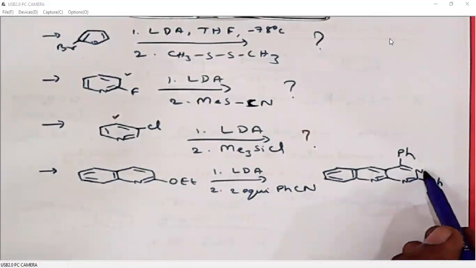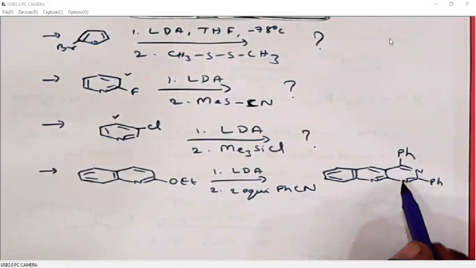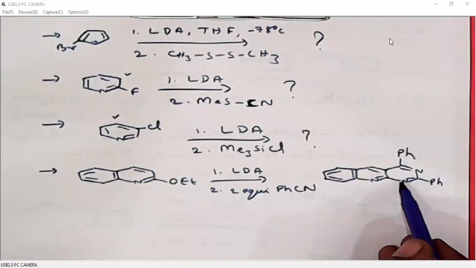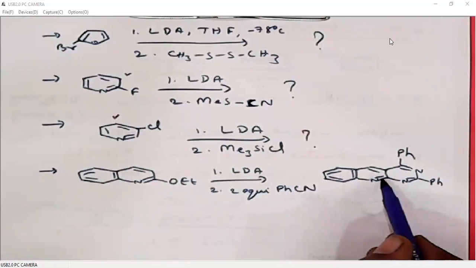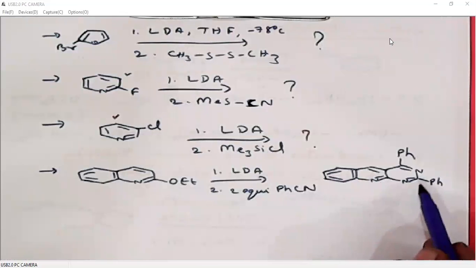Then this anion will again attack another phenyl cyanide. So again it becomes N minus. Of course, we know these OEt, OR or NR2 groups are good leaving groups. So this nucleophile will attack on this ring. So after losing OEt, we will generate this cyclic system.